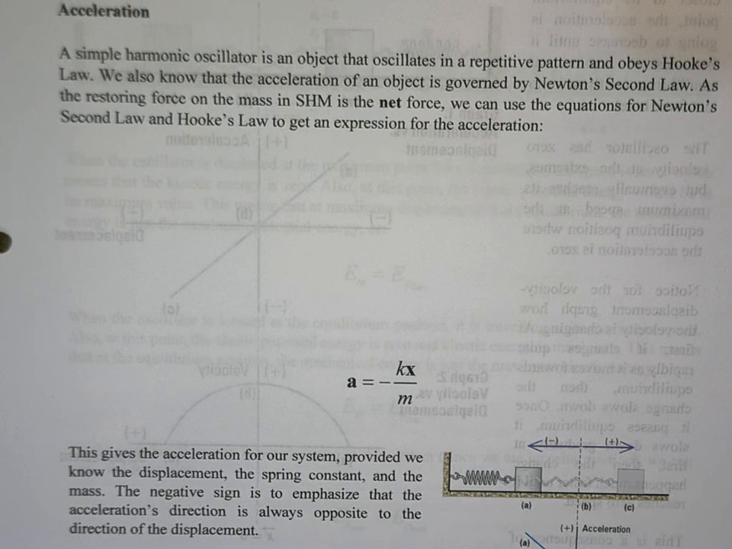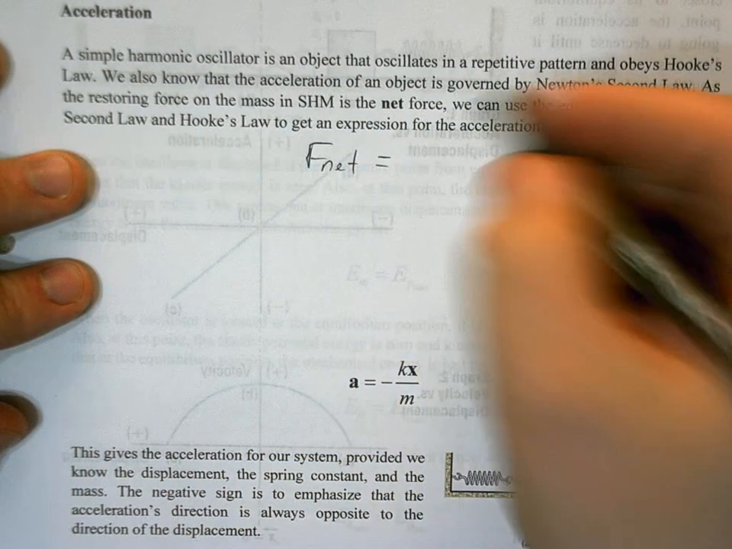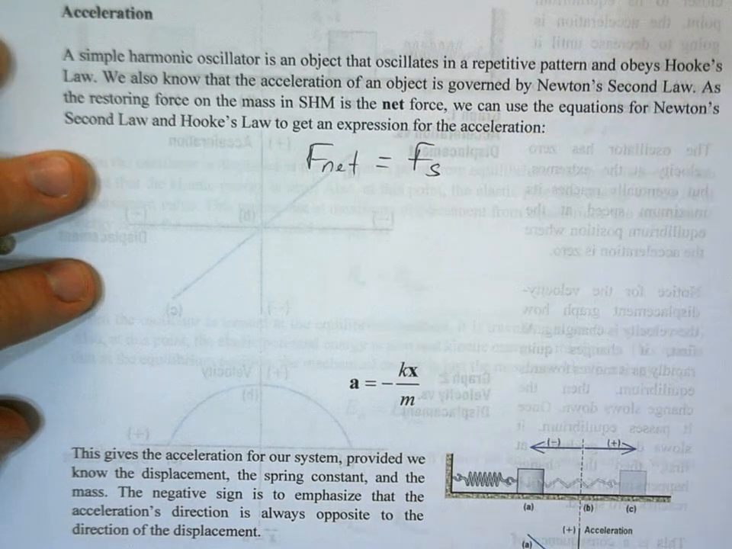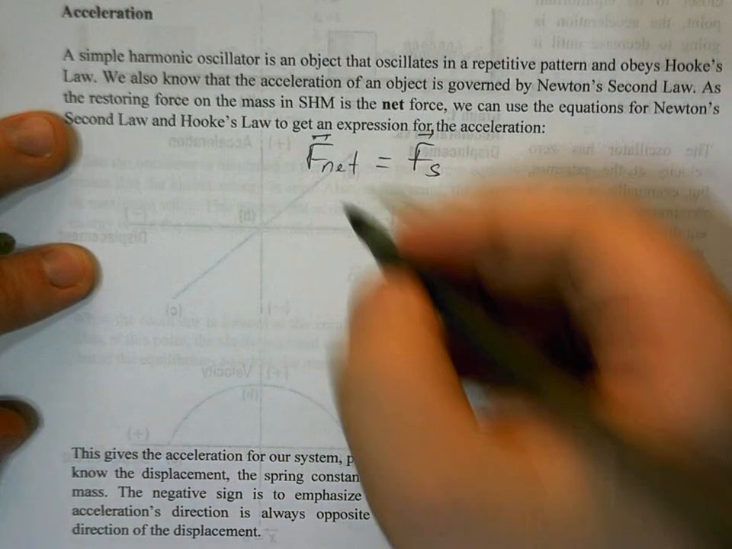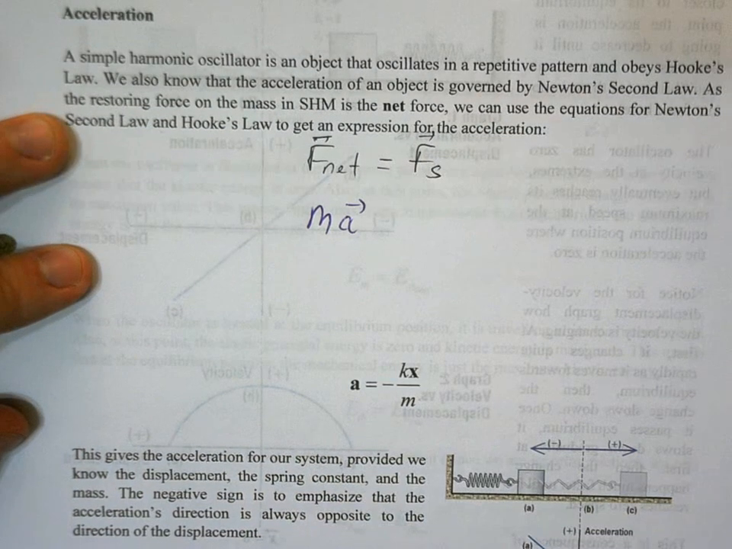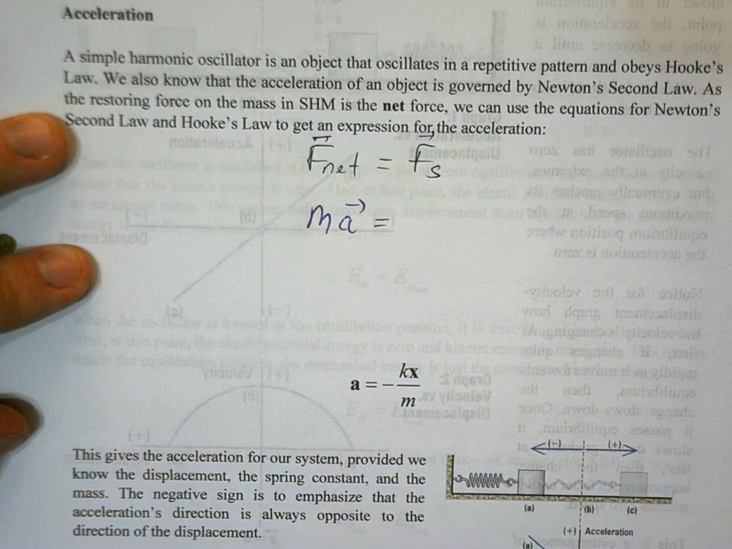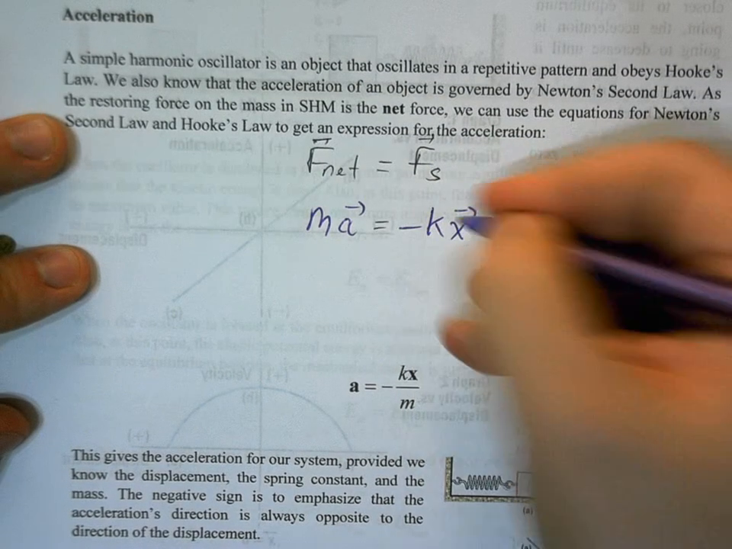So we've talked about an object that is undergoing simple harmonic motion. It's going to obey Hooke's law, and we also know that Newton's second law of the net force is going to apply. So for an object undergoing simple harmonic motion, the net force acting on it is just going to be this restoring force of the spring, or we could just say Fs. Now we know the definition for net force. We learned it a long time ago. Net force is just mass times acceleration, and then not long ago we learned this definition for the force of the spring. It's going to be negative k times x.